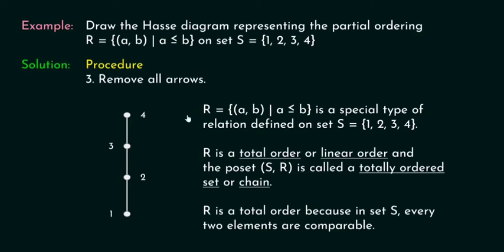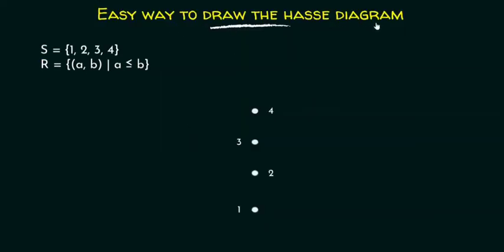Now, there is an easy way to draw the Hasse diagram, let me tell you. We know that we have set S and this relation R which consists of all ordered pairs (a, b) such that a is less than or equal to b. Let me show the easiest way to draw the Hasse diagram for this relation. It must be noted that there must be an edge from 1 to 2 because 1 is related to 2. So let me draw this edge from 1 to 2. And obviously there is no need to draw the arrow because we know that 1 is related to 2 and 2 is not related to 1.